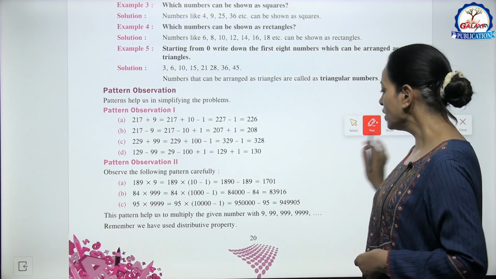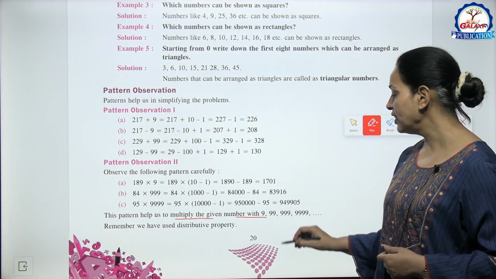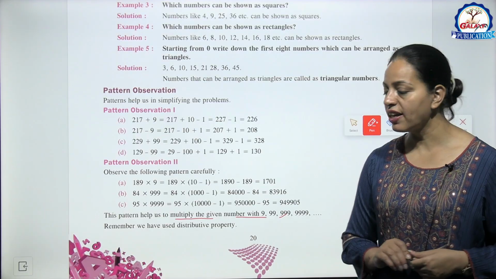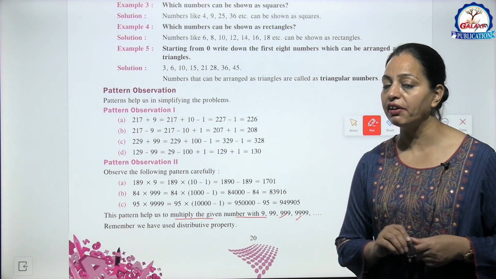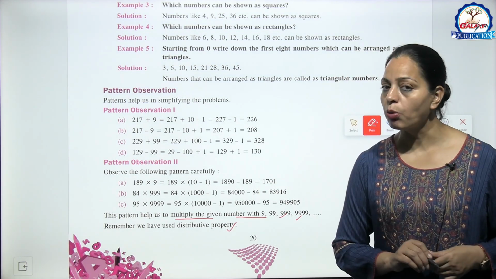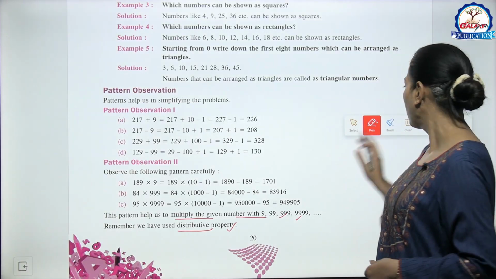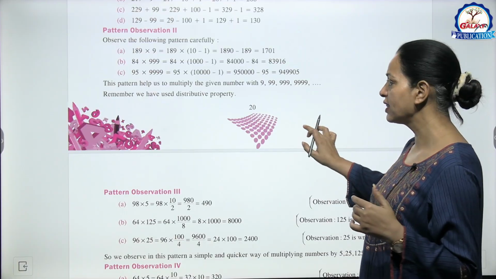Okay. So this pattern helps us to multiply the given numbers with 9, 99, 999, 9999, etc. So here we are using which property? Here we have used distributive property, right? I hope this is clear to you.